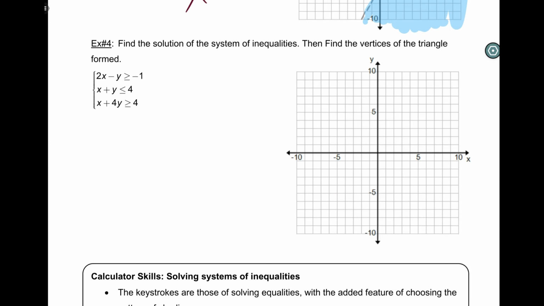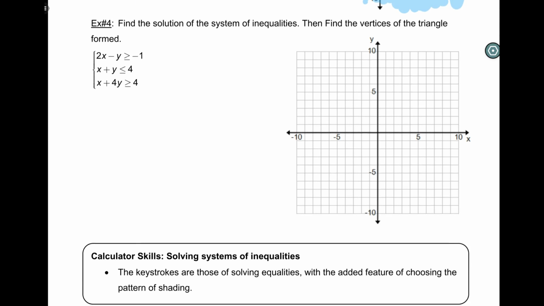And then the last one: find the solution of the system of inequalities, and find the vertices of the triangle they form. So the first one I'm going to draw, let's do this one. I have 2x plus 1 equals y. I just rewrote it in slope-intercept form. I added 1 to both sides, added y to both sides. I know it's going to be a solid line because I have the or equal to, right? So I have my y-intercept is 1 and my slope is 2. Since I'll have a solid line, I'm going to break out my arrow.